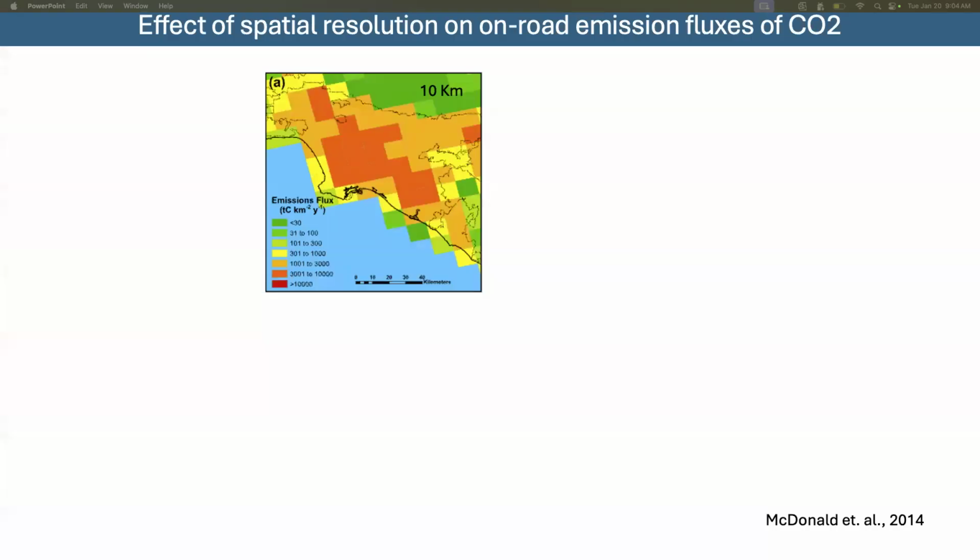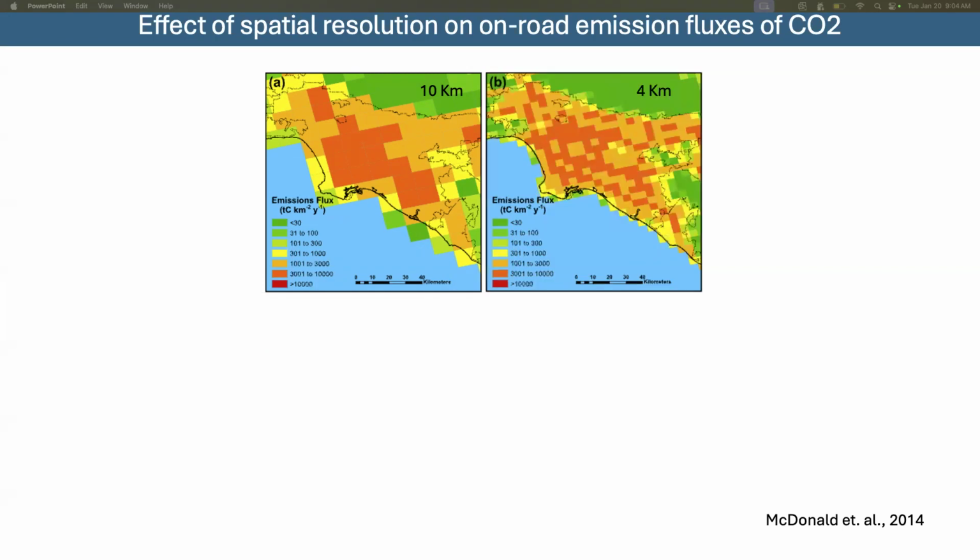So I'm going to start by showing this work from Brian McDonald back in 2014, where they looked at the effect of spatial resolution on road emission fluxes. They started with a very coarse resolution, about 10 kilometers or so, and we can't really see the emission patterns well here, and it's very hard to do source attribution. But if we go a bit finer, around 4 kilometers, we start seeing some of the spatial patterns. For example, this could be a freeway or something.